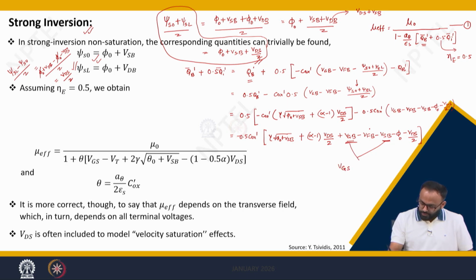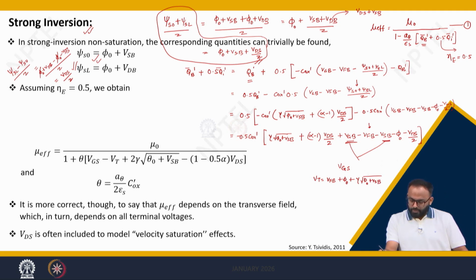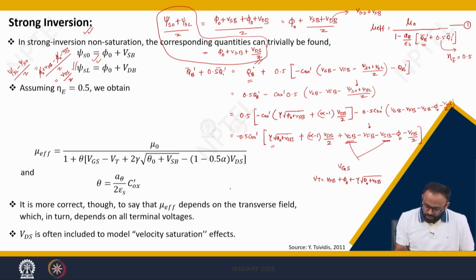There is another term we can replace in terms of VT. VT is what? V flat band voltage plus phi naught plus gamma times square root of phi naught plus VSB. But here we do have a negative. So what I will do, I will just add another gamma into phi naught plus VSB and subtract, so that I can take it out and I can make it VT.